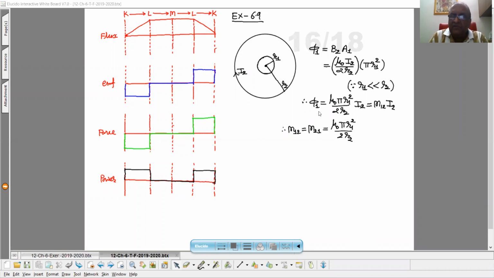Now the flux phi1, this equation is rearranged: mu 0 pi R1 square upon 2R2 into I2. And that is equal to, as per definition, M12 I2. So M12 itself is M21, or simply you can write it as M. So that is mu 0 pi R1 square upon 2R2. This is the mutual inductance. Clear to all of you?